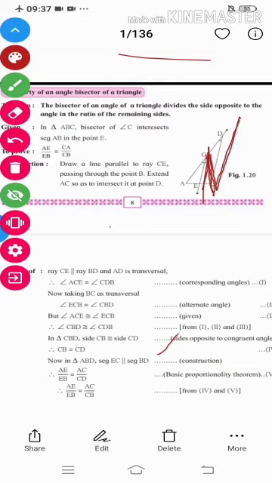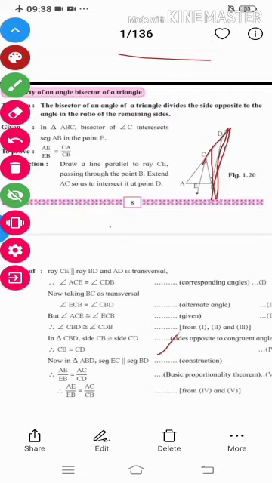But angle ACE is congruent to angle ECB, that is given. Therefore, angle CBD is congruent to angle CDB, from the first, second and third.